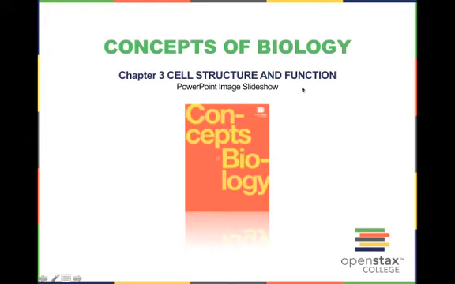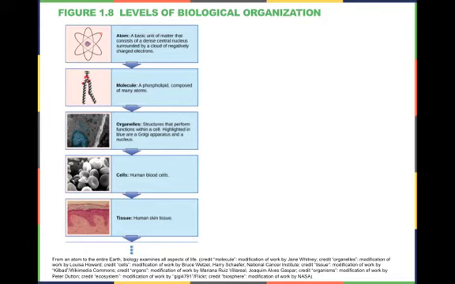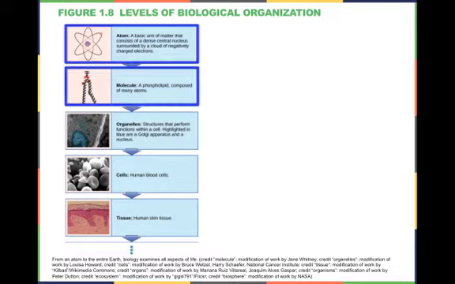Hi all, we're on to Chapter 3. The focus of Chapter 3 is cells. How did we get here? Well, going back to Chapter 1, we saw that we can consider biology at different levels of organization. Last week, we focused on the most fundamental of levels, atoms and molecules. Let's do a quick review.